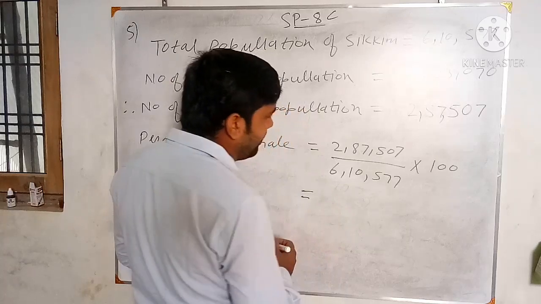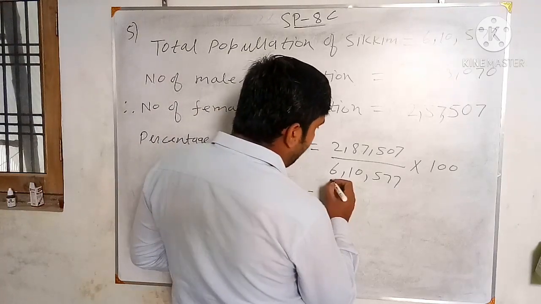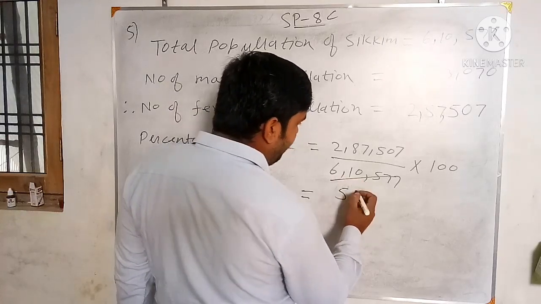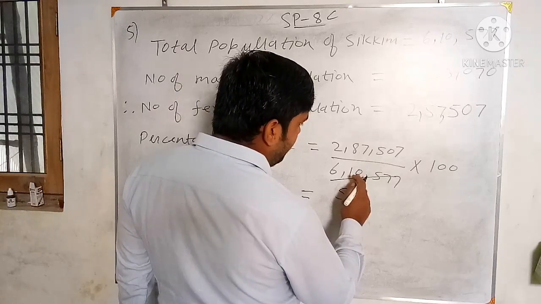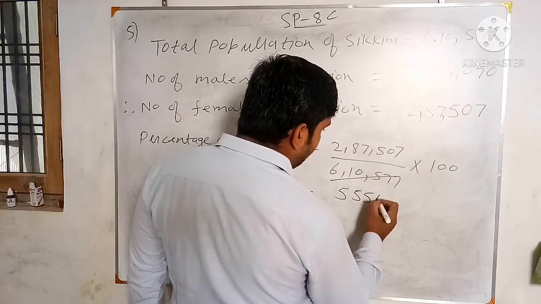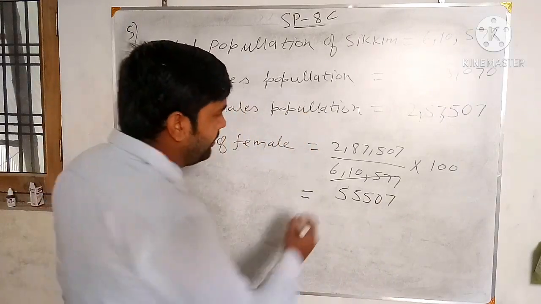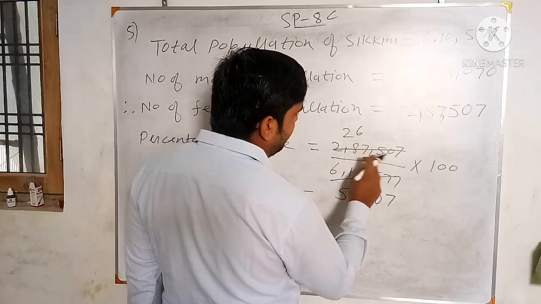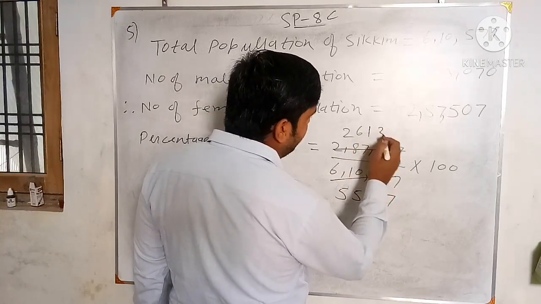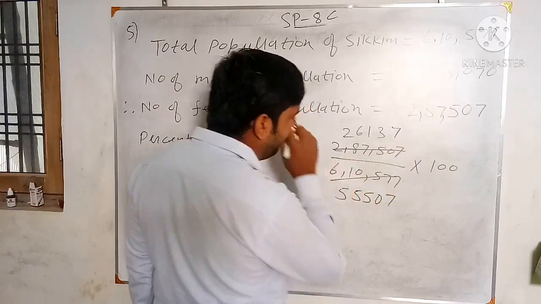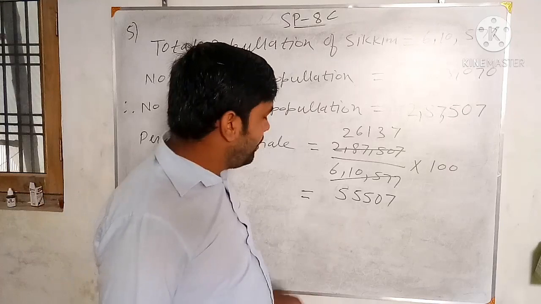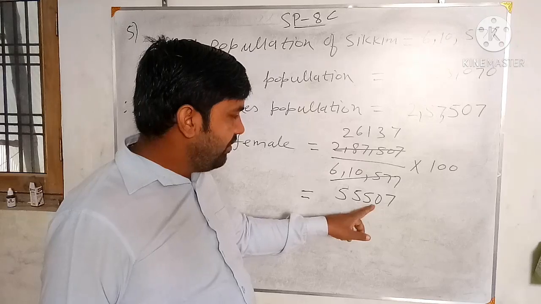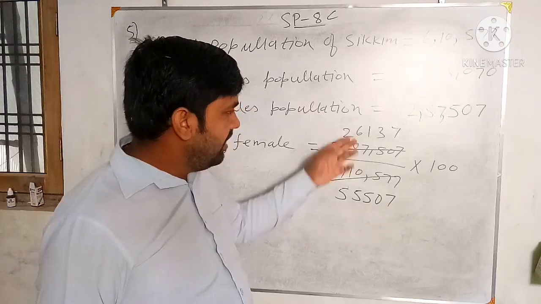Now we cancel by 11. 11 5s are 55, 11 0s are 0, 11 7s are 77. Now this is also cancelled by 11. 11 2s are 22, 11 6s are 66, 11 1s are 11, 11 3s are 33, 11 7s are 77. Now see, is this divisible by 11 or not? 11 5s are 55, 11 4s are 44. So it is not divisible by 11.